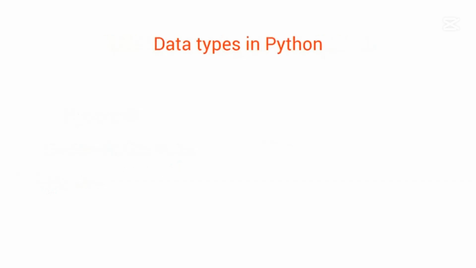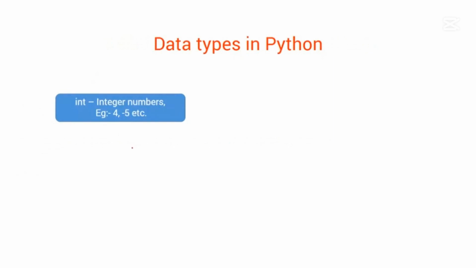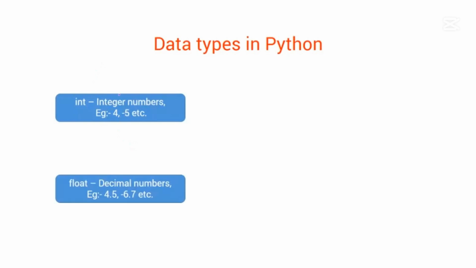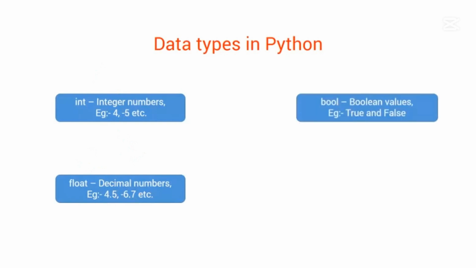Now, once a name is chosen, a variable can be used to store different types of data. For example, a variable can contain int data, that is integer numbers, for example 4, -5, etc. Variables can also store decimal numbers using the float data type. So they can store numbers like 4.5, -6.7, etc. The bool data type facilitates storage of boolean values, that is true and false. We can use the str data type to store strings, such as Python in this case.